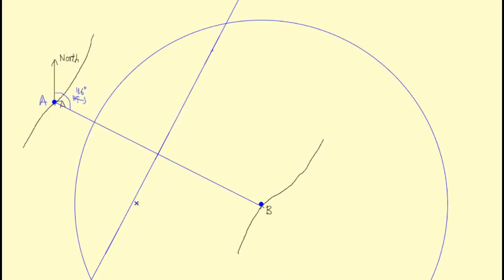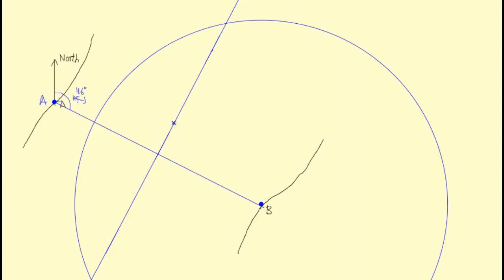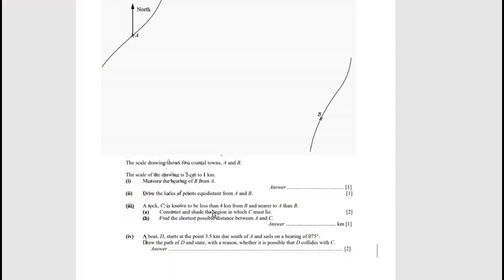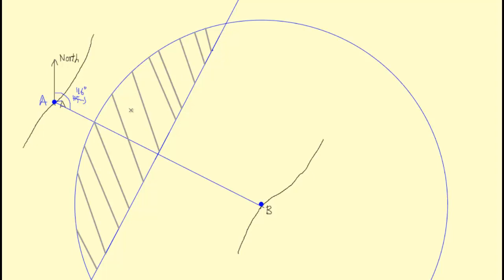Nearer to A: if the rock is on this locus, the perpendicular bisector, it will be equidistant from B and A. As it is nearer to A than B, the rock will be on the left side of the perpendicular bisector. If it is on the left side, it will be nearer to A than B. So according to the two conditions, the rock will be less than 4 km, that is inside the circle, and it should be nearer to A than B, that is on the left side of the perpendicular bisector. Therefore the rock will be in this shaded region.